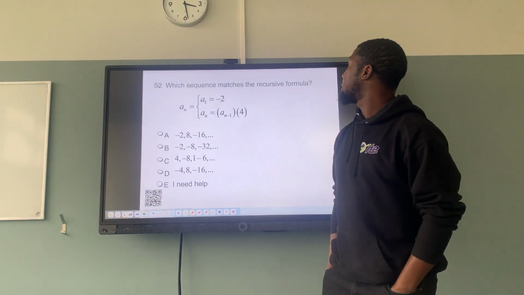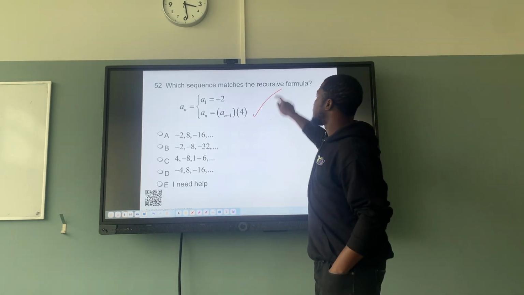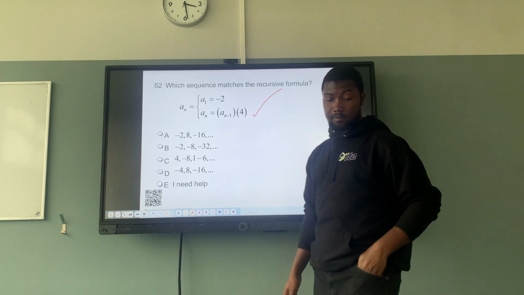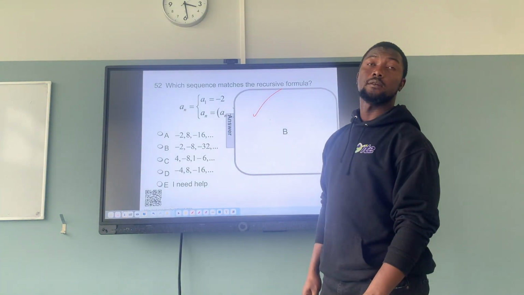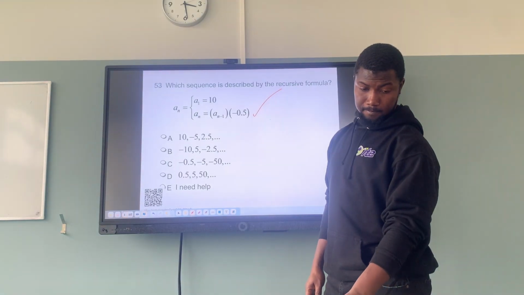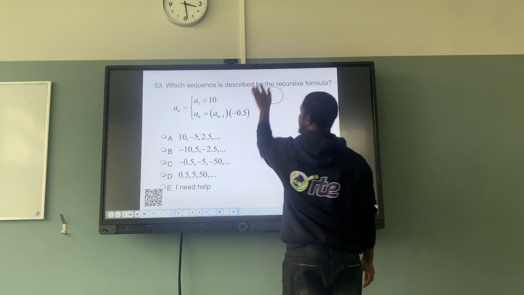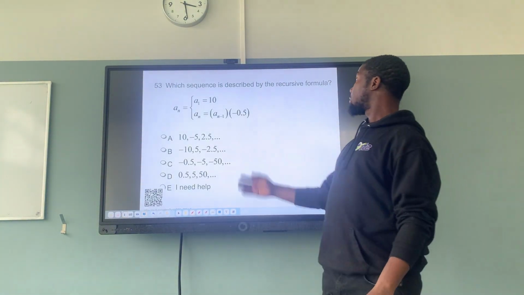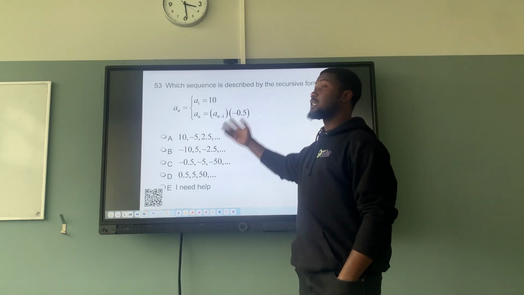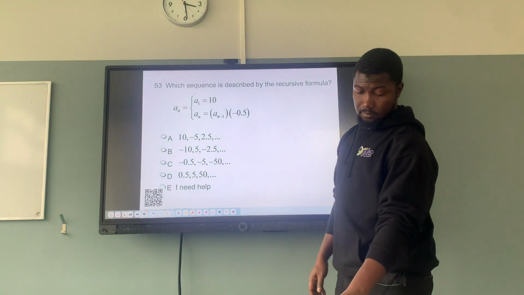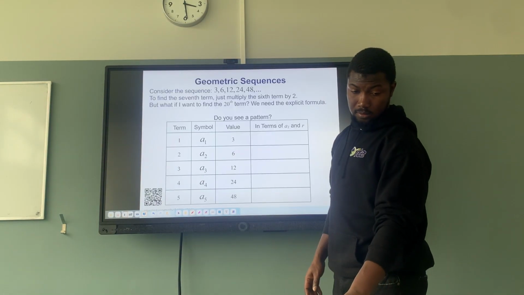Find out which sequence is recursive and represents this formula from the list below. If you get it right, the correct answer should be option B. Do the same thing, pause the video, find out which sequence is described below by this recursive formula, and then check your answer. If it is option A, you are right.